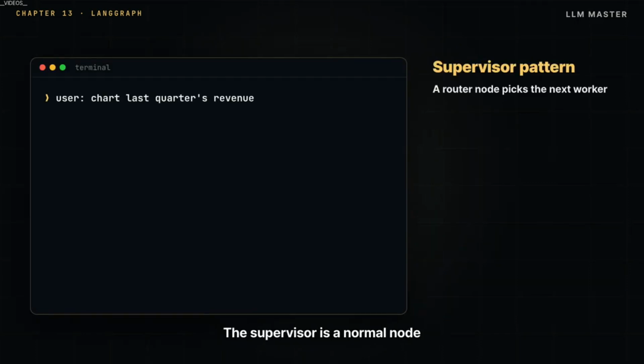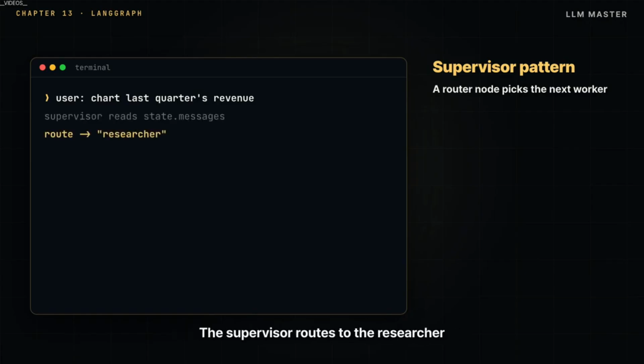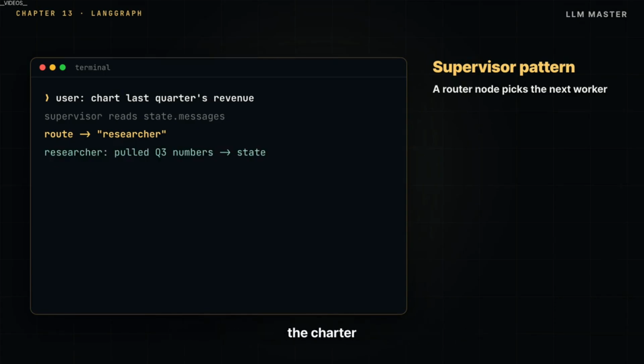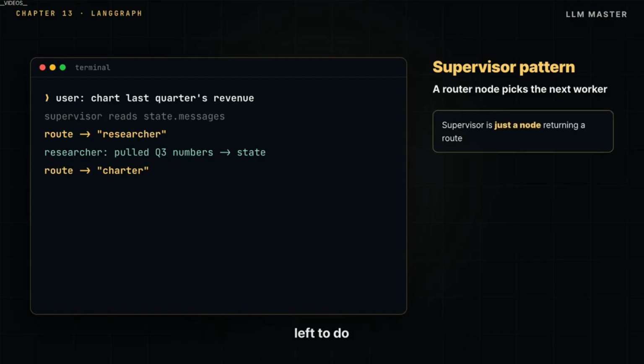The supervisor is a normal node. It reads the messages in state, decides who should act next, and returns that route, the name of the next node, through a conditional edge. Say a user asks to chart last quarter's revenue. The supervisor routes to the researcher, which pulls the numbers and writes them back into shared state. Control returns to the supervisor, which now sees the data is ready and routes to the charter, which renders the chart. When the supervisor decides there's nothing left to do, it routes to END and the graph halts.